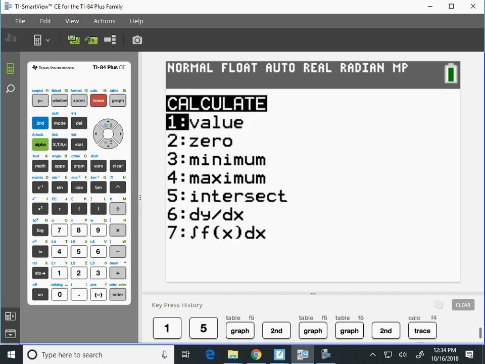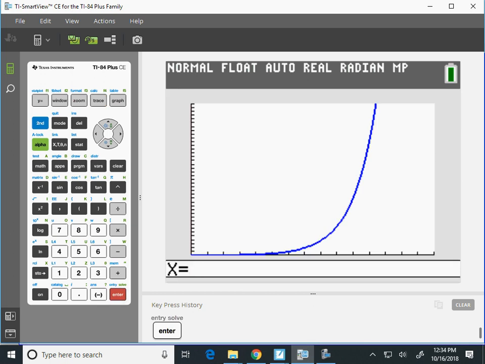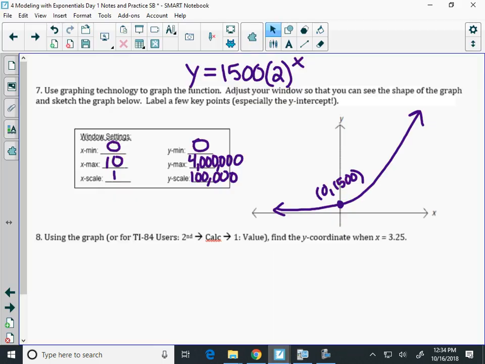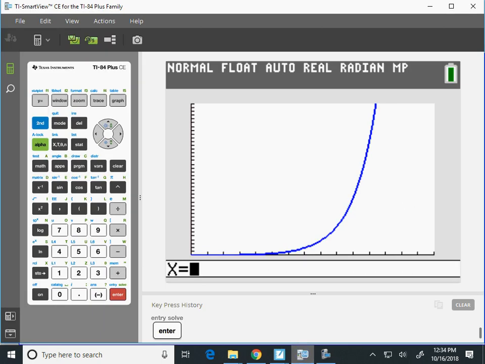Trace. We're actually going to find the value. We're going to make sure that what we calculated in our equation was right. So we're going to hit value, which is number 1. Hit enter. And for x, what does it tell you to type in? 3.25. So we're finding the value for x is 3.25. On your calculator, you can type in where it's flashing the x, 3.25.